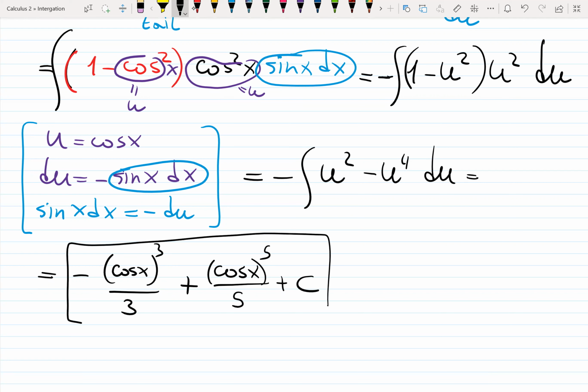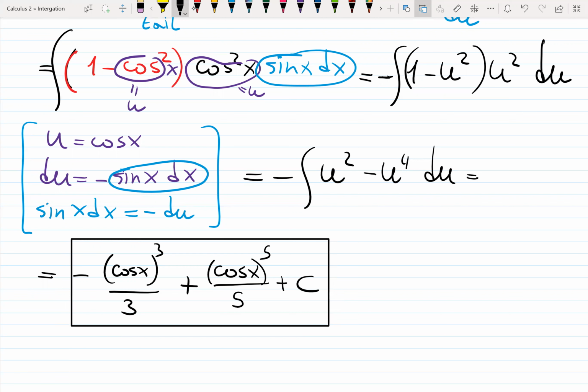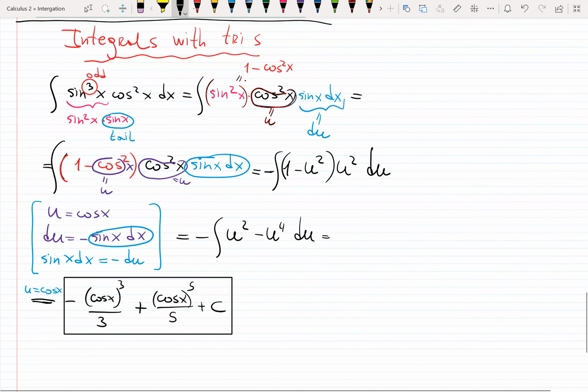Does this make sense? This is the answer. Can you do that? This is the answer. So I went back right away. Let me write it down: u is cosine x. That saves lots of time in writing those. So that's the example, same with secant and tangent. The only difference is, well, there are two differences.